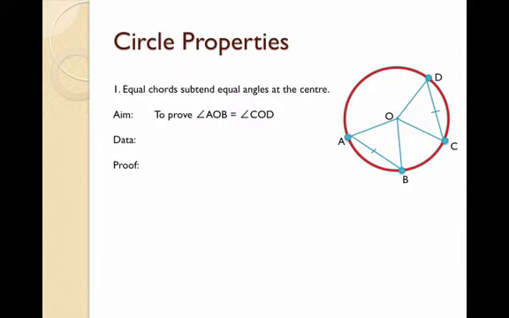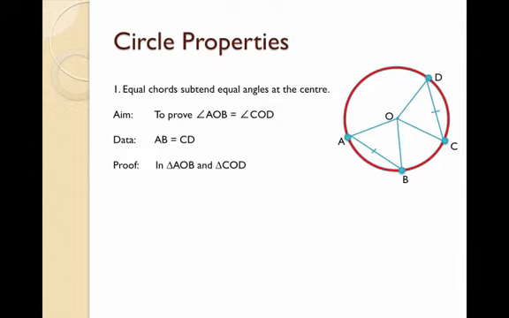Next is our data, or what we already know. We will use this information as part of our proof. In this example, we know that the chords are equal, so AB is equal to CD. Next is our proof. We're going to use congruence to prove that the angles at the center are equal to each other. So we begin by naming the two triangles, in triangle AOB and triangle COD.